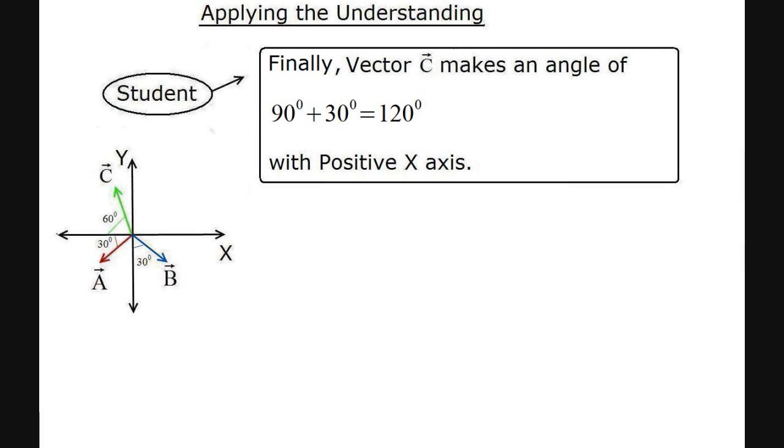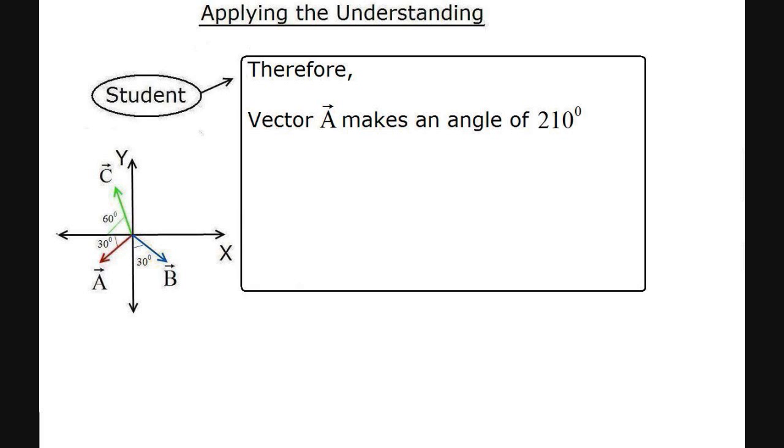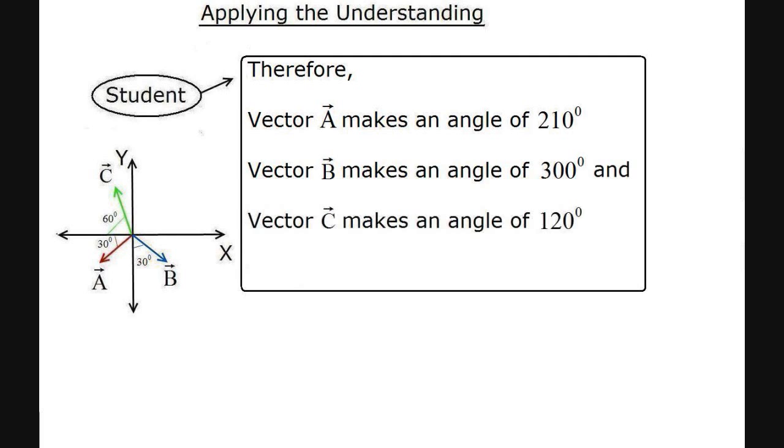Finally, vector C bar makes an angle of 90 degrees plus 30 degrees, which equals 120 degrees, with the positive x-axis. Therefore, vector A bar makes an angle of 210 degrees, vector B bar makes an angle of 300 degrees, and vector C bar makes an angle of 120 degrees, with the positive x-axis.